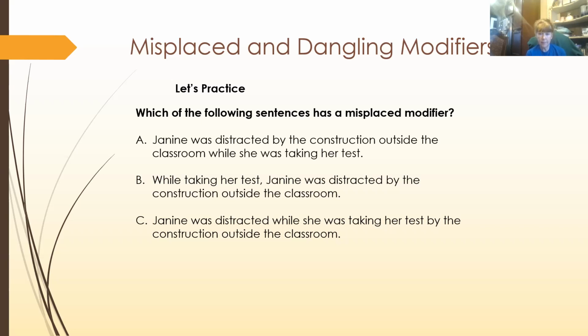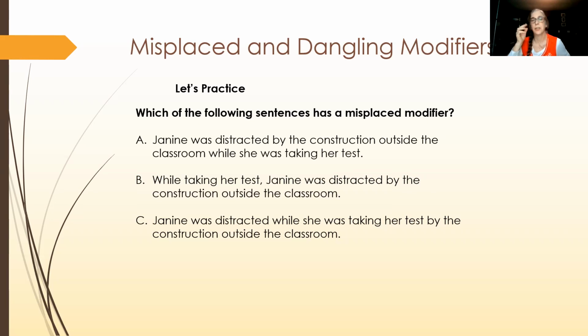So I think A has the misplaced modifier. B is okay because while taking her test, it's a little confusing, isn't it? Yeah, I think it's describing... Well, we have two prepositions. So that would be adverb, and then Janine was distracted while she was taking her test would be close to distracted, so that will work. But the first one, I'm confused, so I'm thinking while she was taking her test is not close enough.